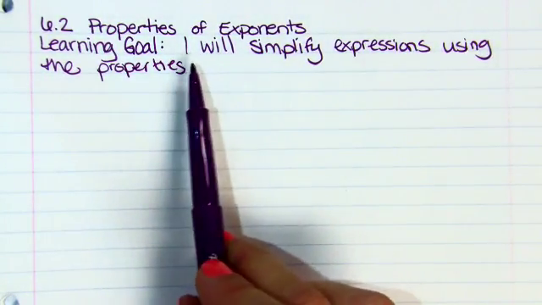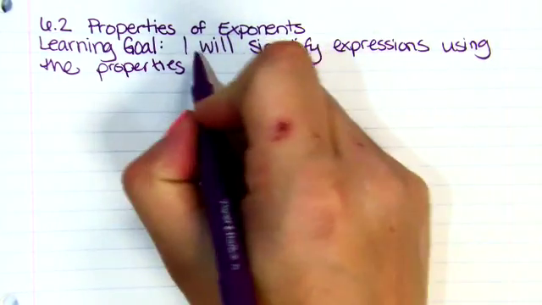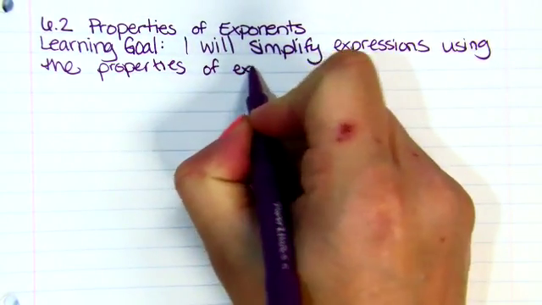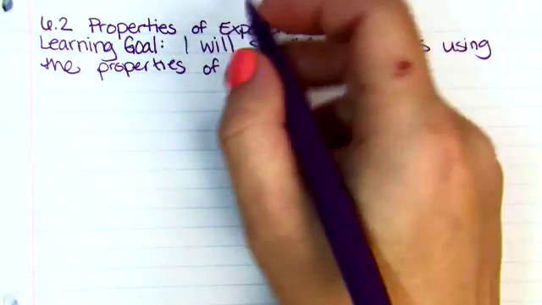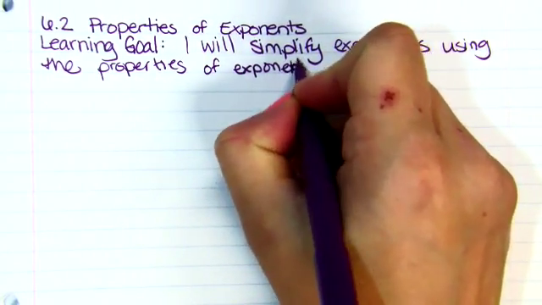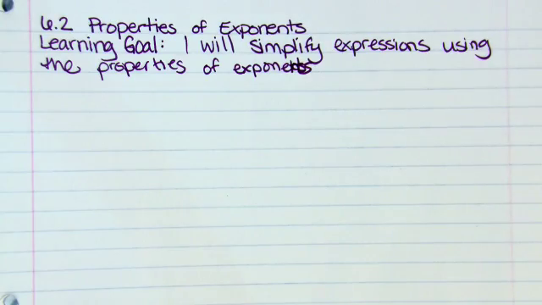I shouldn't be talking while I'm trying to write. I will simplify expressions using the properties of exponents. They freak you out. These problems always look a lot harder than they are. Anyway, there are really just a couple of rules you need to know, and they make life really easy. They make simplification really easy, and let's just hop to them.